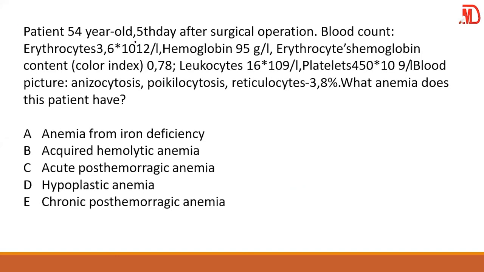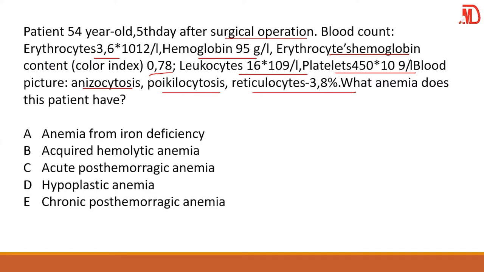We have a 54-year-old, fifth day after surgical operation. Erythrocyte is 3.6, hemoglobin is 95, color index is 0.78. Leukocyte is 16. That is quite high. Platelet is 450. That is almost at the top level. Then we have anisocytosis, poikilocytosis. Reticulocyte is 3.8%. That is a little bit high.